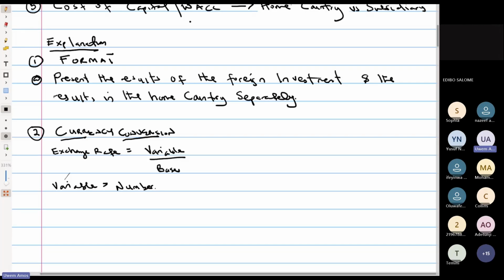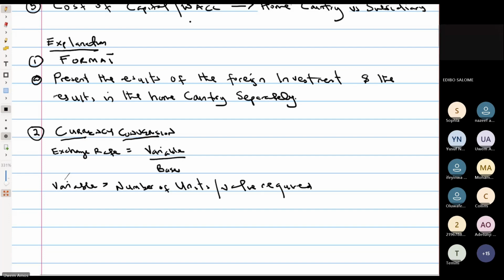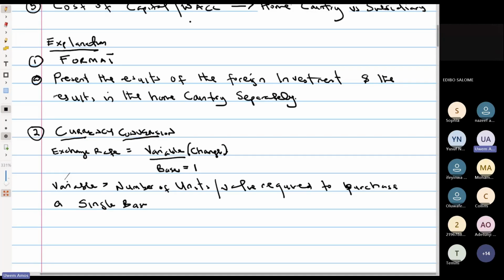The number of units of value required to buy or purchase a single base. And so because of that, the base is always equal to 1. The variable is the value that would always change, except in a scenario where it is 1:1. So let's explain the concept very well.